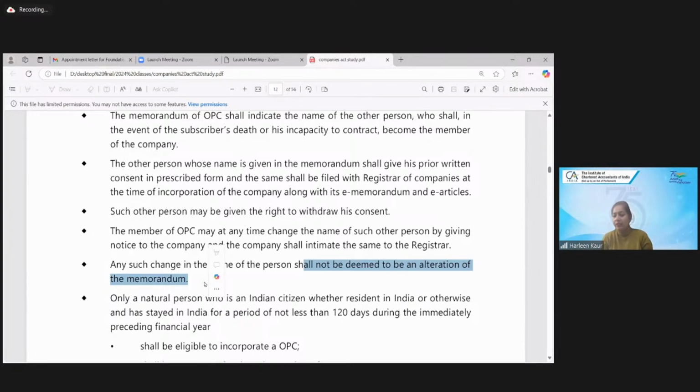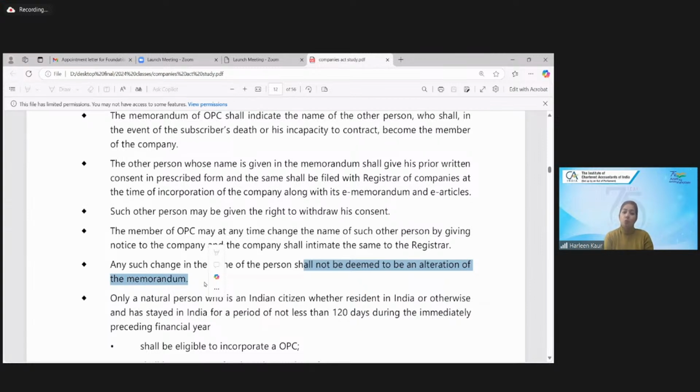But the law tells you that a change in the person of the OPC, the nominee, does not require the alteration of the memorandum. The answer is no. When you're just changing the name of the nominee of the OPC, you do not need to alter the memorandum. This is just a minute change. You simply need to inform the company and send the intimation to the ROC.